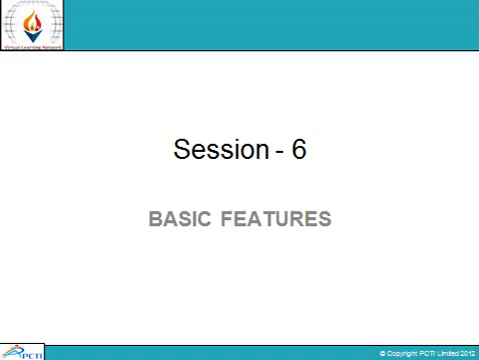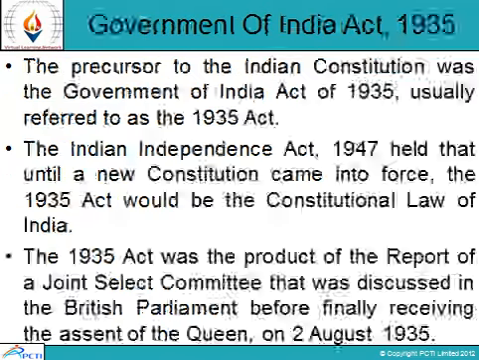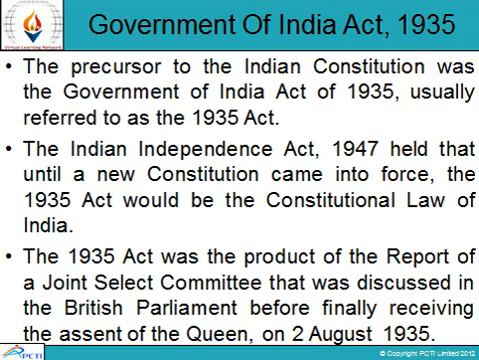This is session number 6, Basic Features. Topics which we are going to cover in this session are Government of India Act 1935, Constituent Assembly, Essential Features, Emergency Provisions, Federalism, Relative Flexibility. Coming towards the first topic, that is the Government of India Act 1935.